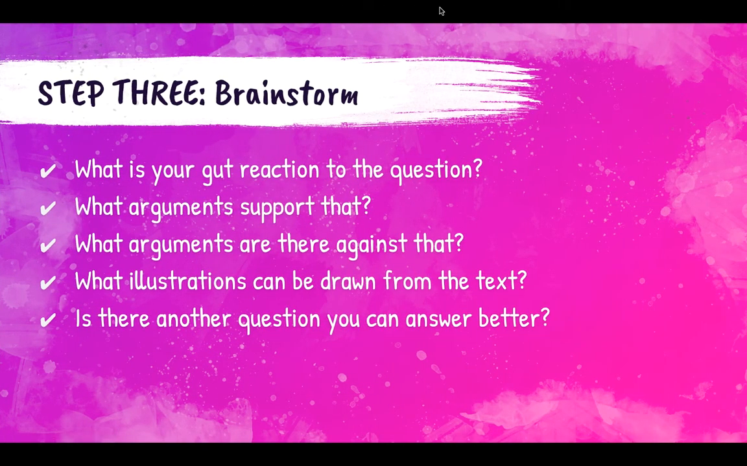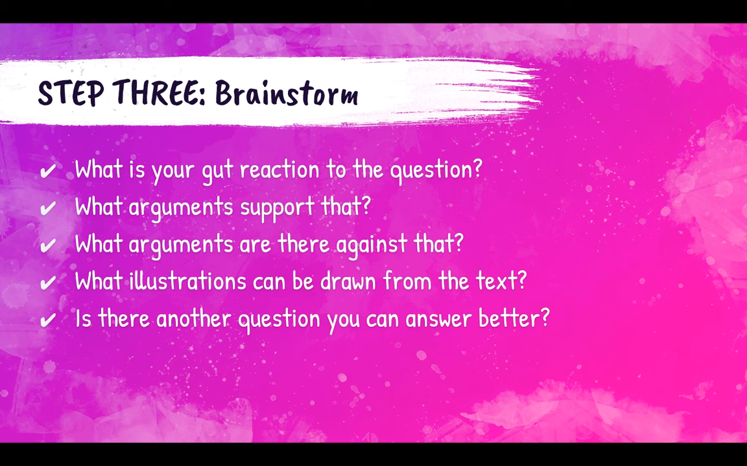So when you are brainstorming, you should think about what is your gut reaction to the question. So we already talked about that last time. Then you need to think about what arguments support that, what arguments are there against that, and what illustrations can be drawn from the text. Is there another question that you can answer better?